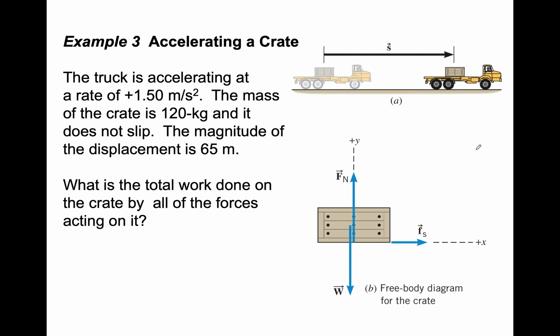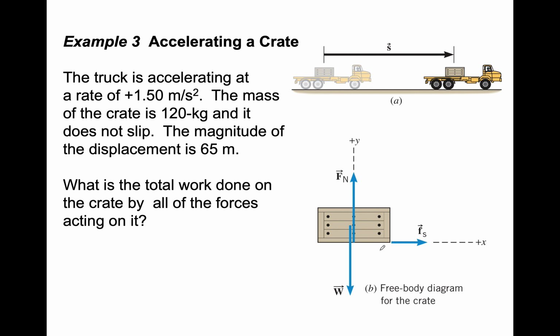Okay, another example. The truck is accelerating with acceleration 1.5 meters per second squared. The crate is 120 kilograms. So it doesn't slip, so it goes with the truck. The displacement is 65 meters. What is the total work done on the crate by all the forces acting? So we need to draw a free body diagram. What are the forces acting on the crate?